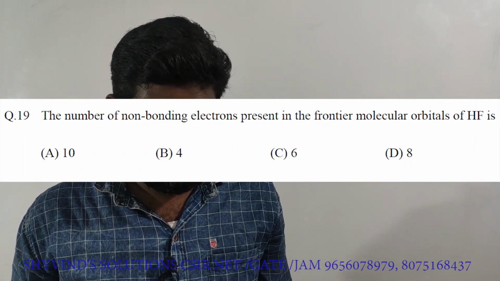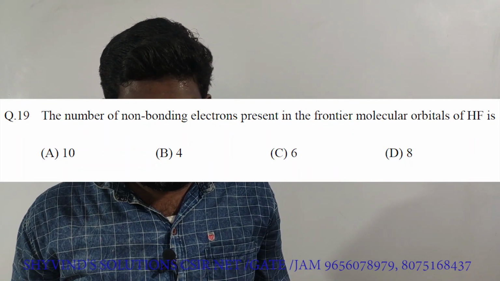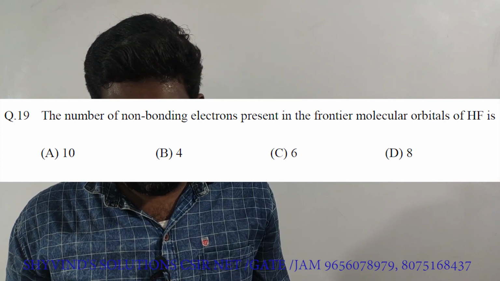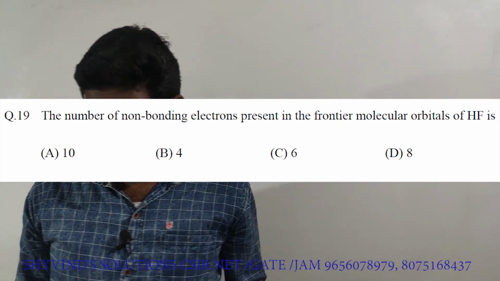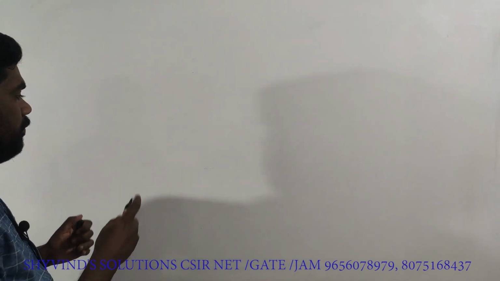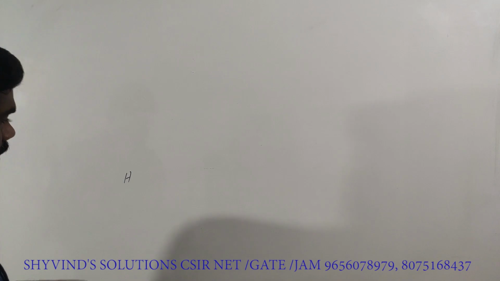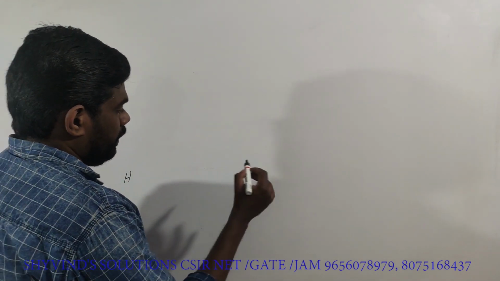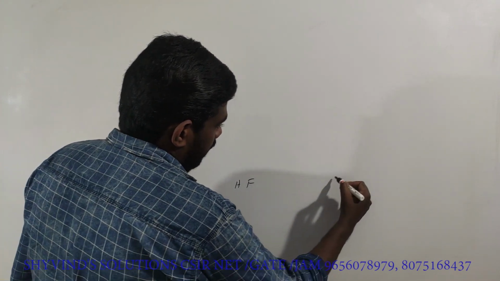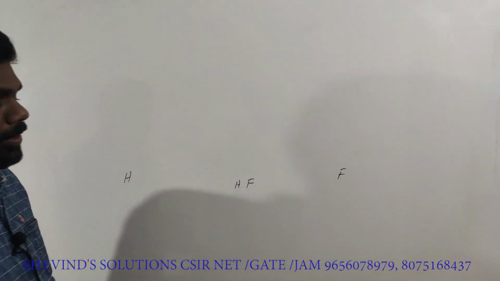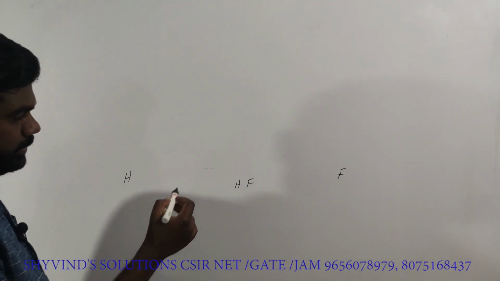Question number 19. The number of non-bonding electrons present in the frontier molecular orbitals of HF is. To solve this question, we should know the molecular orbital diagram of HF. The molecular orbital diagram of HF is like this. I am plotting the orbital of hydrogen here, HF here, and fluorine here. So the plot will be like this.